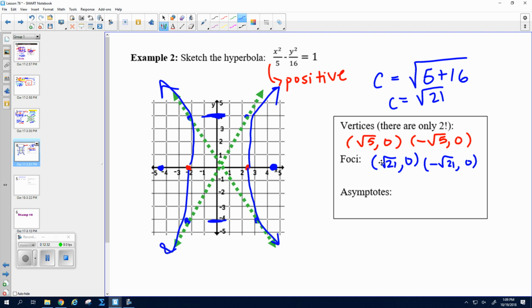And then for our asymptotes, we need a slope. So, Kelsey, what's our rise over our run for this one? Yep. Kind of weird. But so it's plus and minus 4 over root 5. So I went up 4 and over a distance, the square root of 5. And then you have to rationalize that. So I multiply by root 5 over root 5, which gives me that.